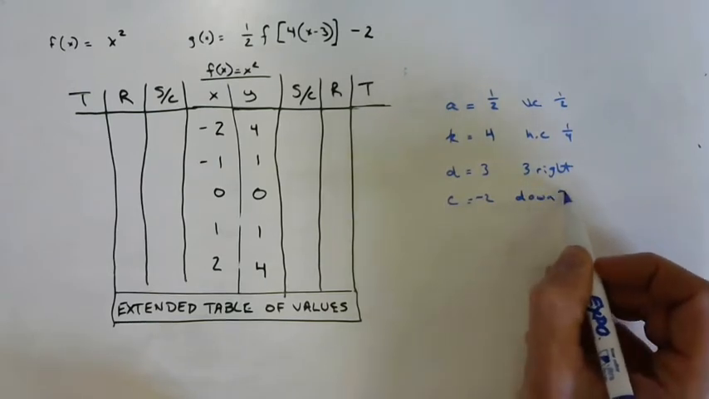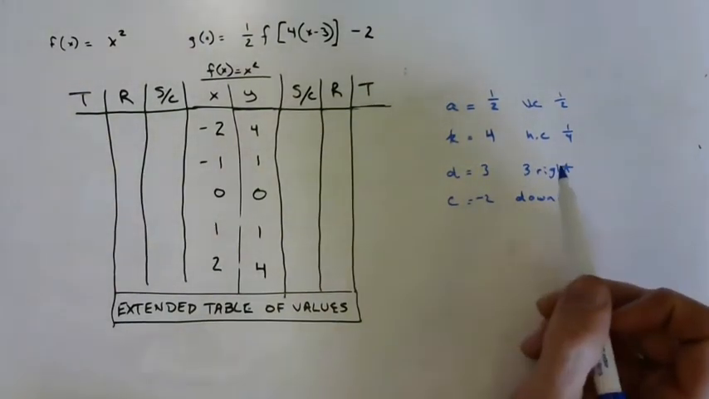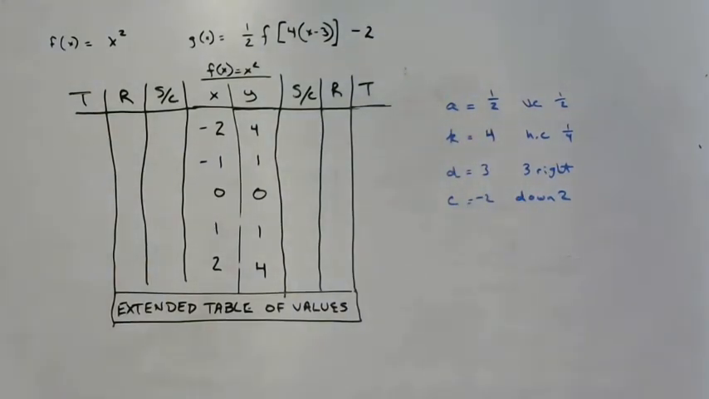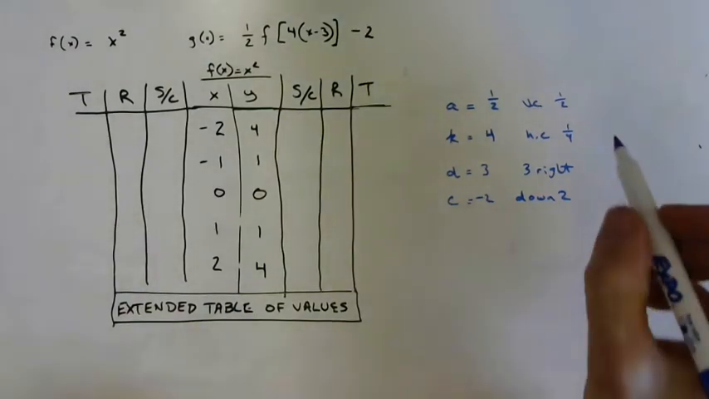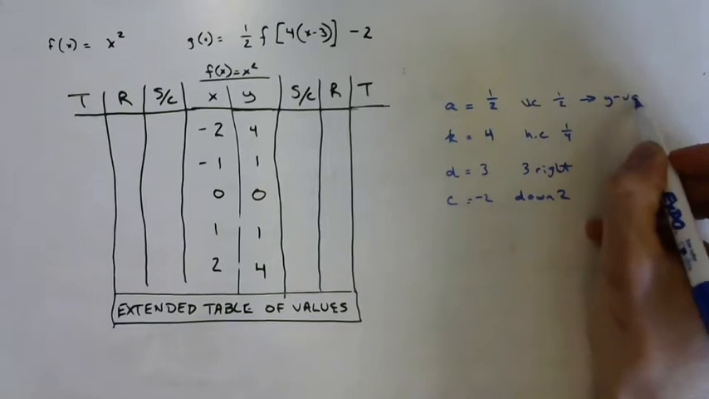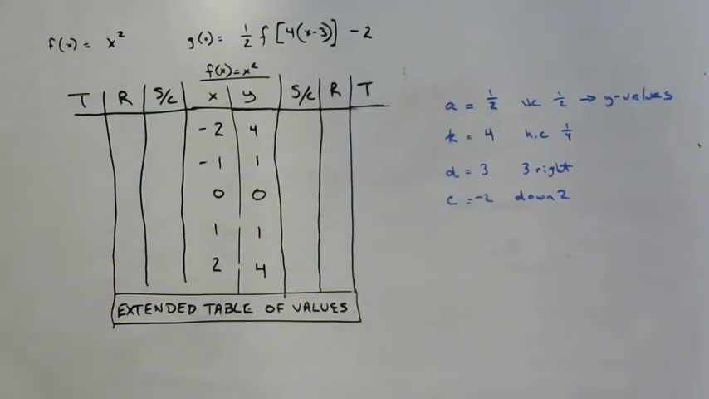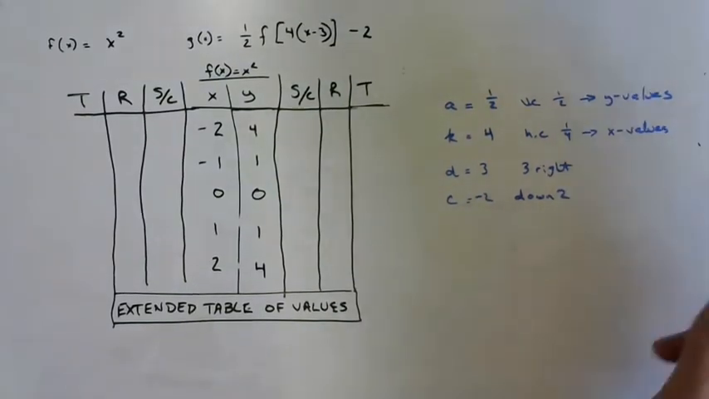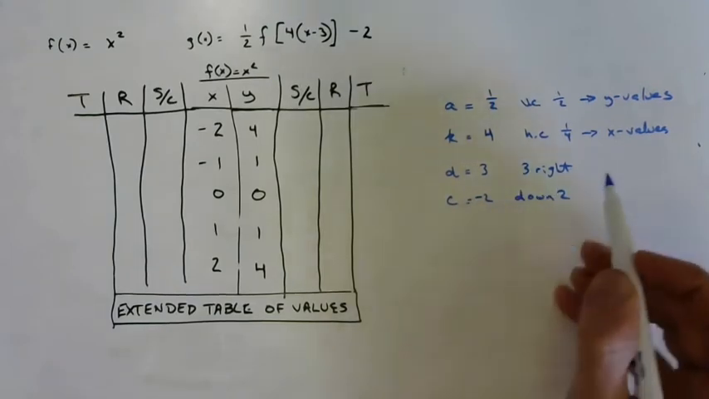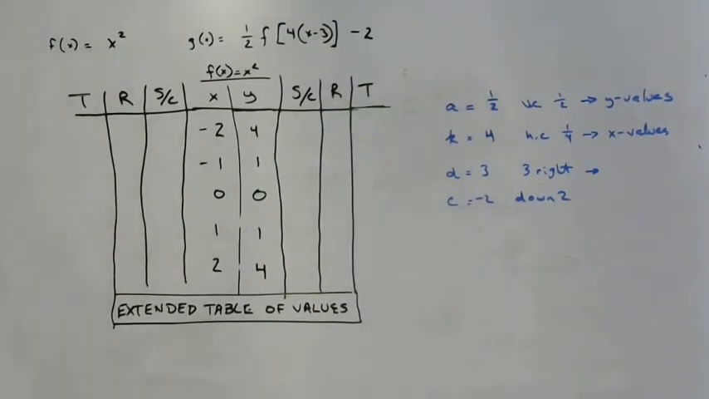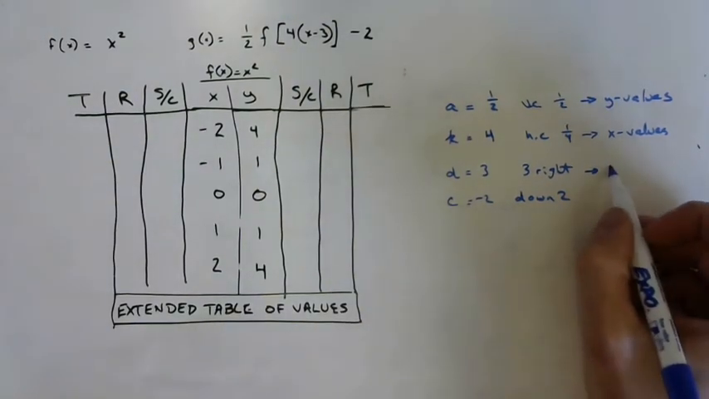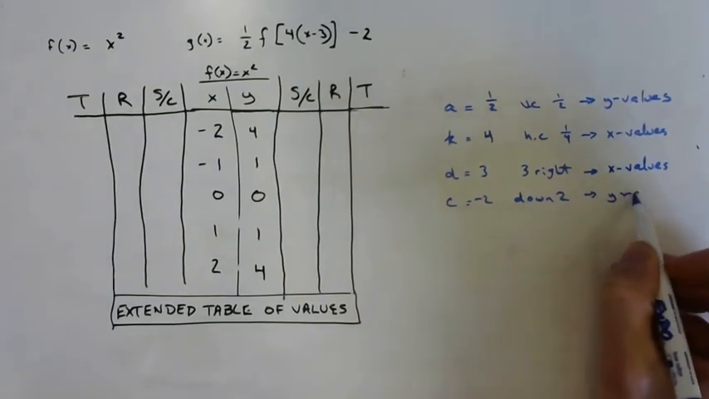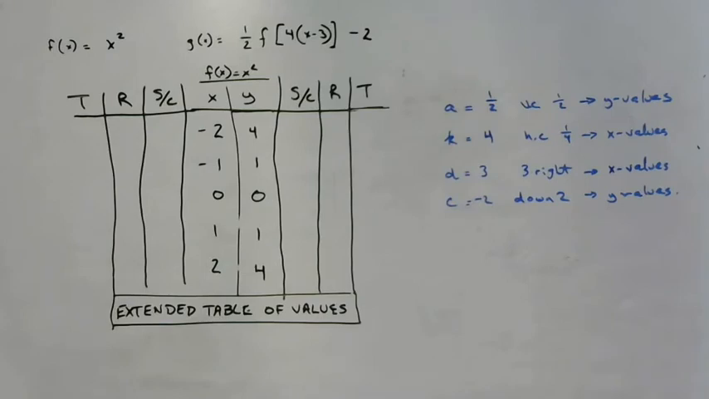Now, which of these affect the y's and which of these affect the x's? Well, if we're doing a vertical stretch or compression, we're dealing with y values. So this guy deals with y values. If we're doing a horizontal stretch compression, that's going to affect the x values. D is a movement 3 to the right, a horizontal translation, so that's going to be our x values. And down 2, that's going to be our y values. All right, let's start applying these things.